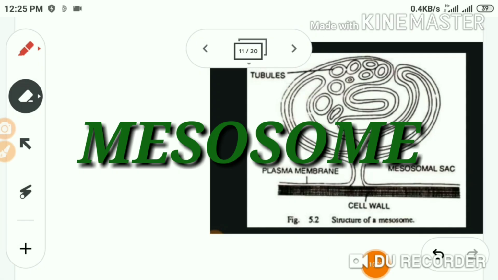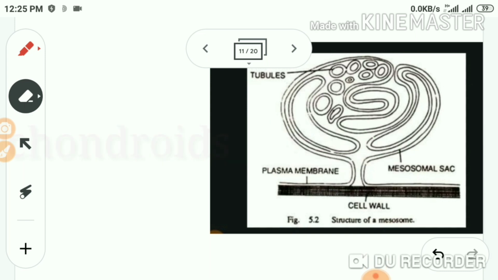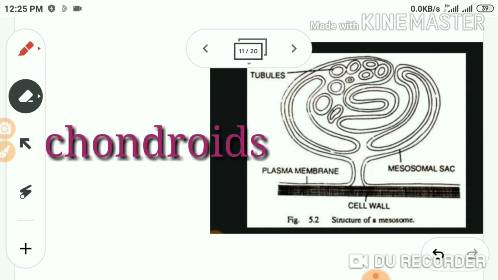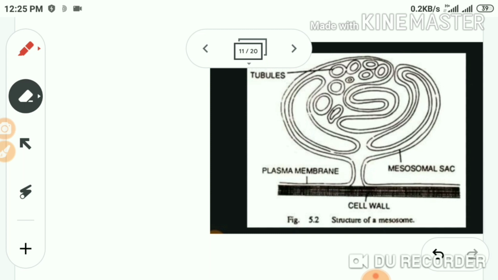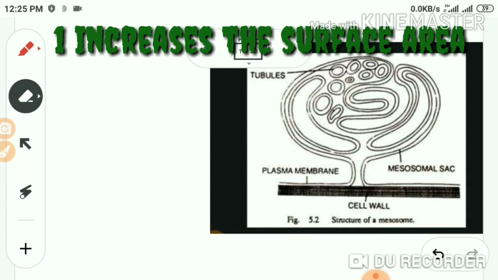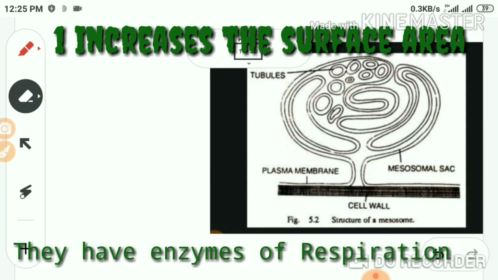The next structure is the mesosome. Mesosome is also known as chondrioid. Mesosomes are nothing but the internal infoldings of the plasma membrane of bacteria. Got it? What are the important peculiarities or uses of these mesosomes? The mesosomes are infoldings, as I told you. As a result, they increase the surface area of the plasma membrane, and enzymatic activity occurs easily.